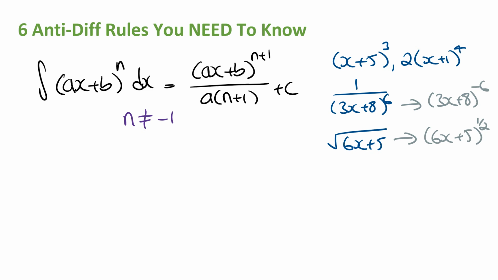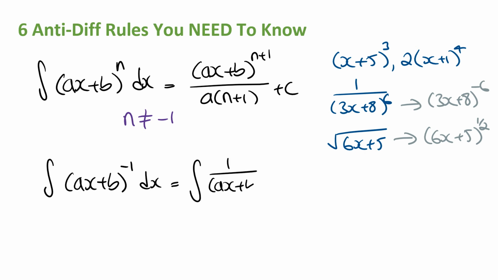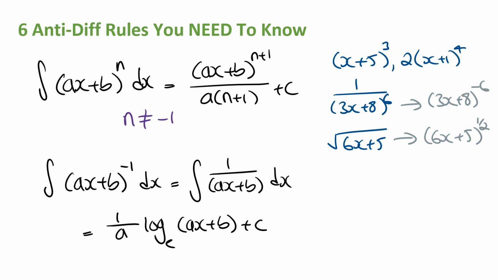The fourth rule is when you have a linear function raised to the power of minus 1. And so if you're integrating a linear function ax plus b raised to the power of minus 1, which can also be written as 1 on a linear function ax plus b, then this is going to equal 1 on a, the coefficient of x, and then log e of the linear function ax plus b, and then plus c. And so this is a special case when the value of n is equal to minus 1.